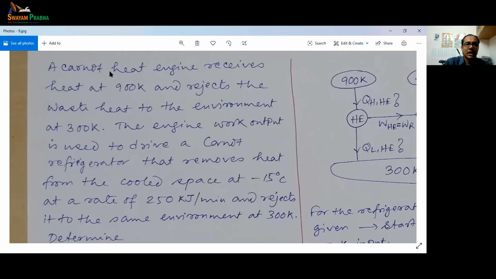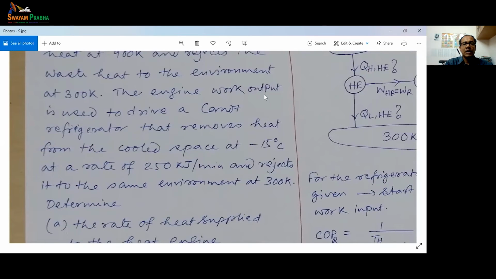It says a Carnot heat engine receives heat at 900 Kelvin and rejects the waste heat to the environment at 300 Kelvin. So any heat engine takes up heat from a certain high temperature reservoir and rejects heat to a low temperature reservoir. So here those temperatures are given. For Carnot engine, those temperatures are not changing, but in real heat engines they are changing. Okay, so for Carnot heat engine, the high temperature one is 900 Kelvin, the low one is 300 Kelvin.